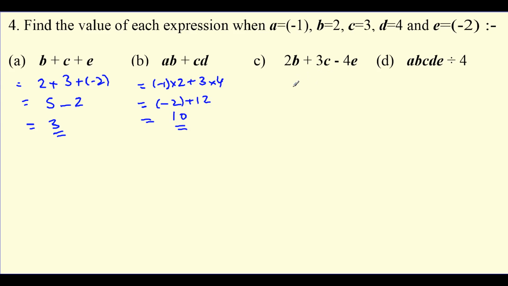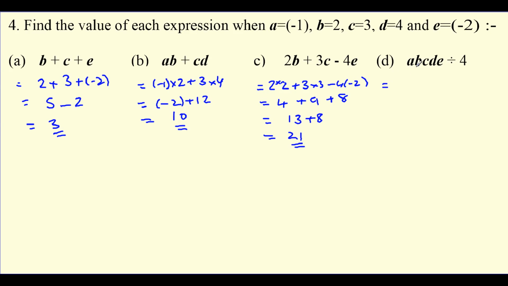Okay, 2B plus 3C minus 4E. This just means it's 2 times B, 3 times C, and 4 times E, so that's going to give us 2 times 2, plus 3 times 3, minus 4 times minus 2. So that's going to give us 4 plus 9. The two negatives here will cancel to give us a plus, and 4 2s are 8. 4 and 9 is 13. Adding on 8 then gives us the answer 21.